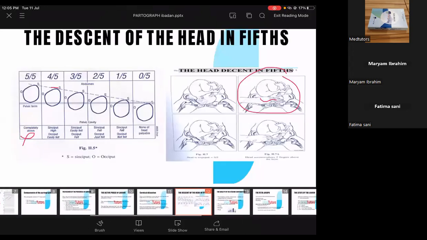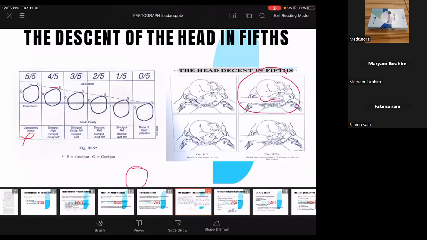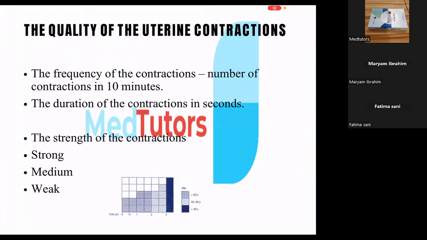And then on the partograph, you denote descent by a circle. You circle. While cervical dilatation, you denote it by a cross or a plus. Then the other component is the quality of the uterine contractions that the woman is having.